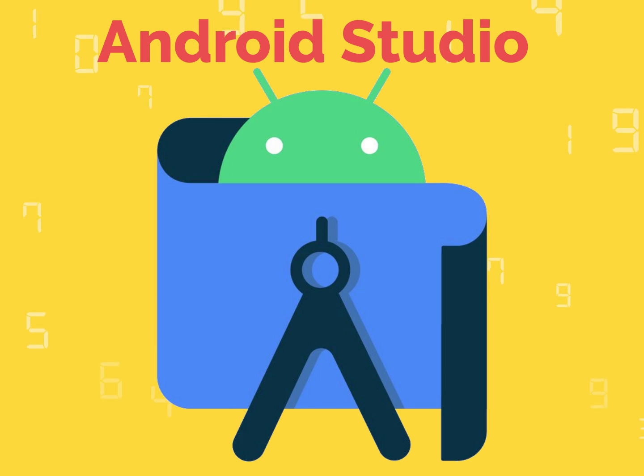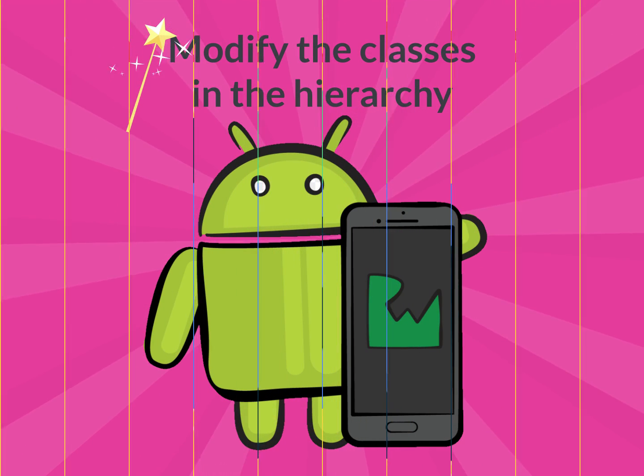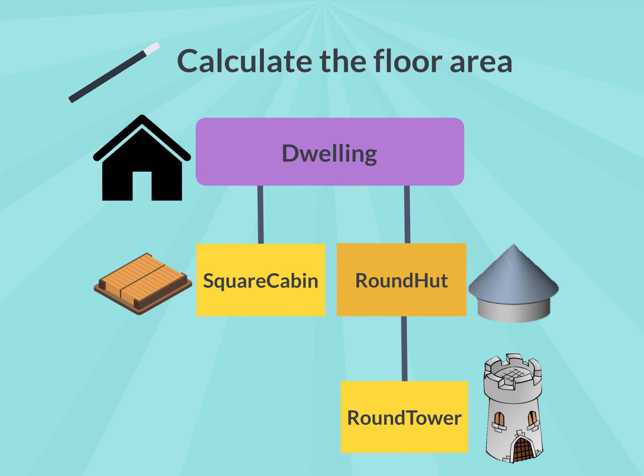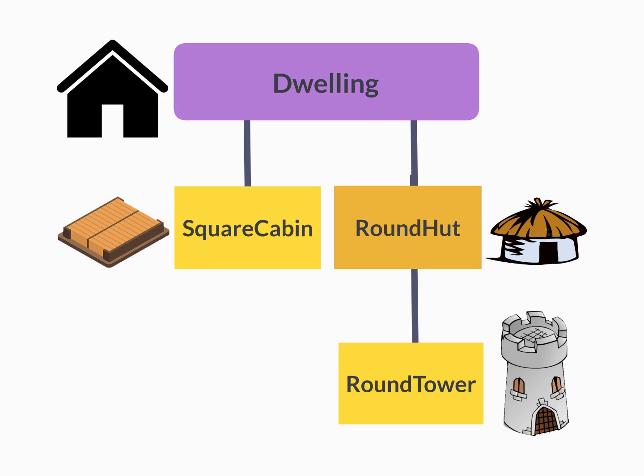Android Studio. Modify the classes in the hierarchy. Calculate the floor area. All dwellings have a floor area, but it is calculated differently depending on the shape of the dwelling.